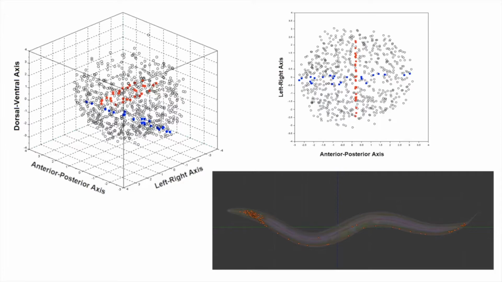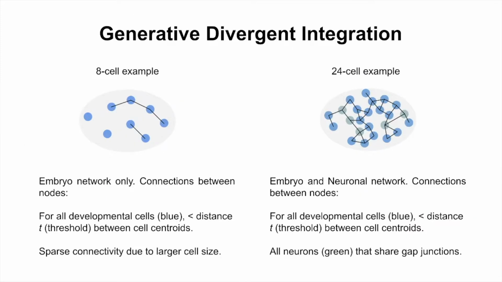So you have two networks here. You have the connectome, which is all these bright dots here, and then you have every cell in this organism, which also forms another network. This is an example of generative divergent integration. We can look at the 8-cell example and the 24-cell example. In the 8-cell example, we can look at only the embryo network because the neurons haven't differentiated yet.